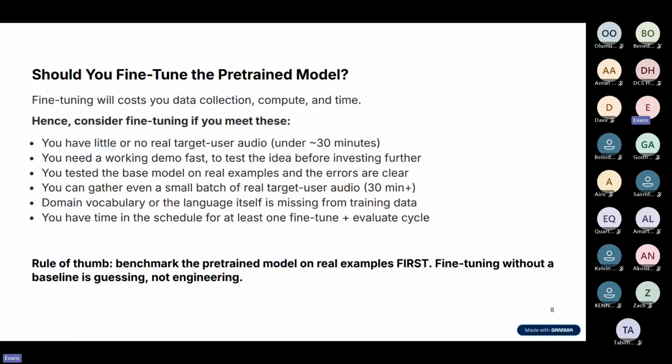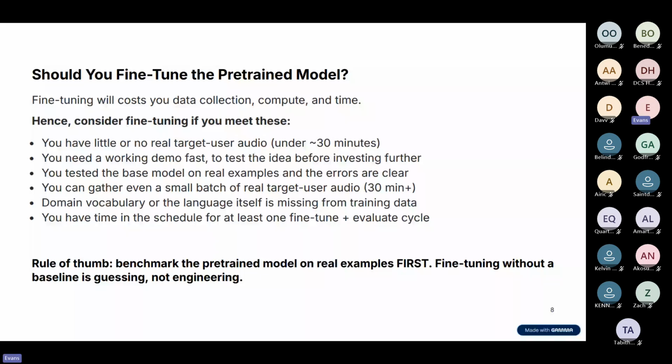Domain vocabulary or the language itself is missing from training data. Basically, same as point three. So you are missing a whole lot of words that should work for your domain in there.